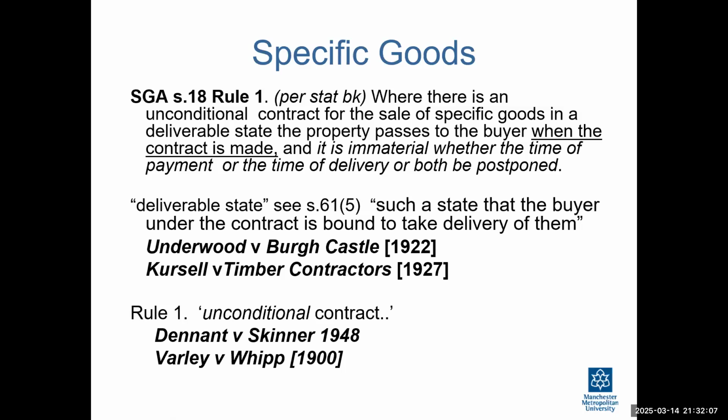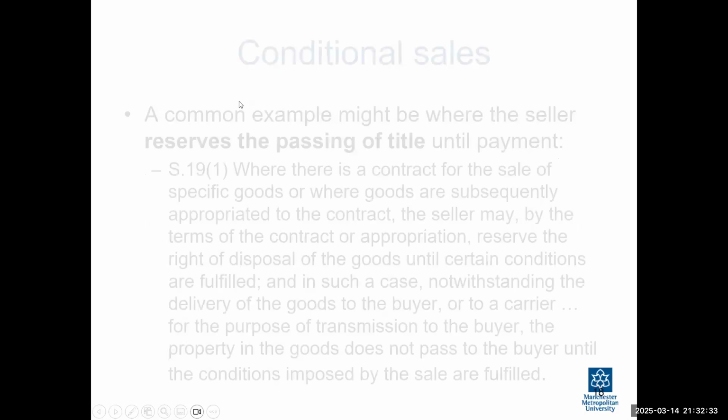Remember, we're talking about B2B contracts here. It's very much straightforward when it comes to consumers. So deliverable state was defined in section 61(5) as a state where the buyer is bound to take delivery of the item. And we've got some cases there. We've got Underwood and Bergcastle, where the item was screwed to the floor. So unconditional: Value versus Webb, Dennant and Skinner.